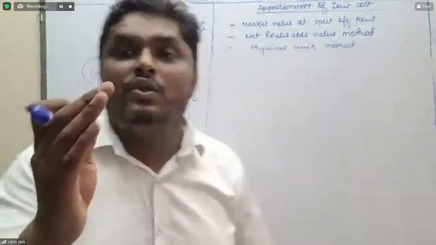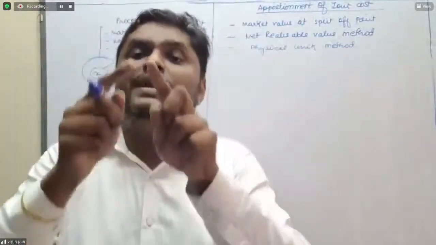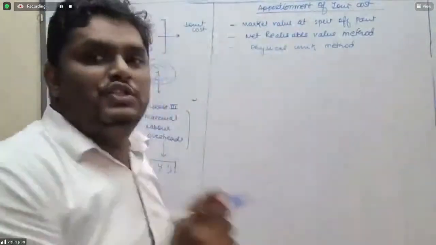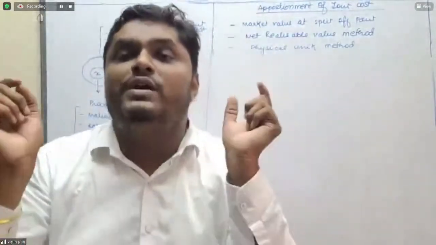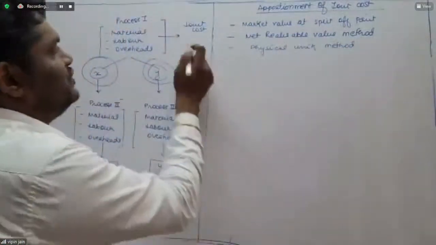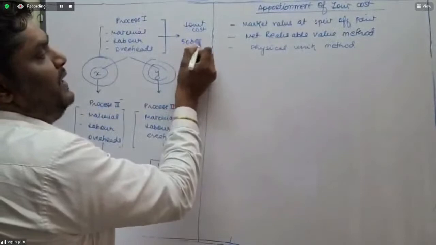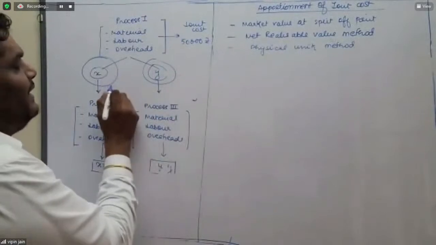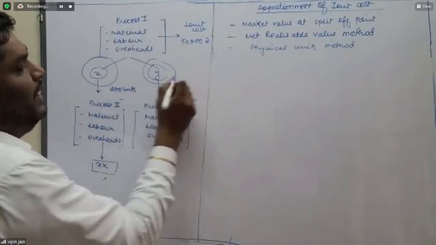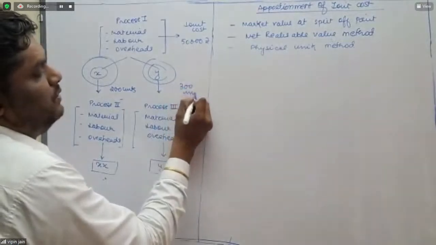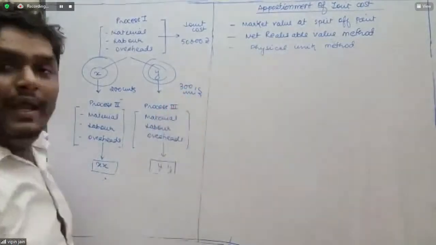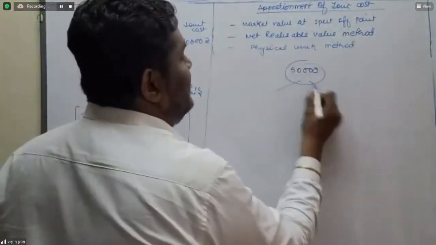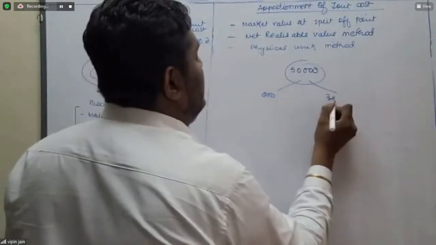In this method, the joint cost is allocated in the ratio of units that are manufactured. I repeat again, in this method, the joint cost will be apportioned in the ratio of units that are manufactured. Let's say the joint cost incurred is 50,000 rupees. And let's say from process first two products emerge out, X and Y. Let's say 200 units of X emerge out and 300 units of Y emerge out. Now, in that case, we can simply apportion the joint cost 50,000 in the ratio of 200 is to 300.